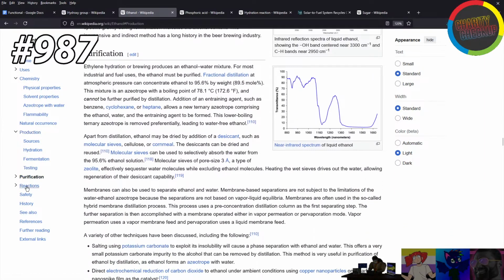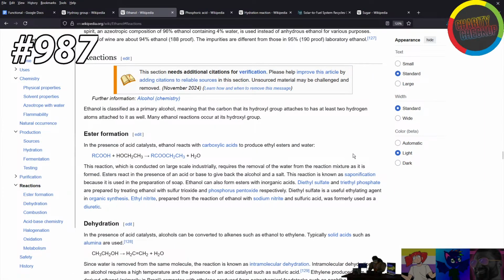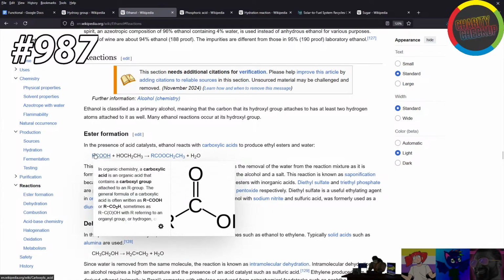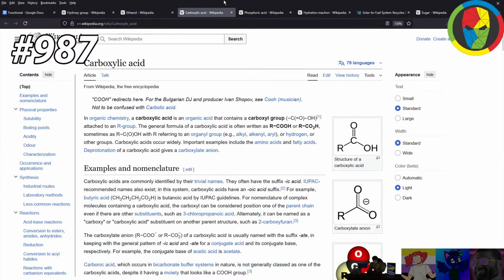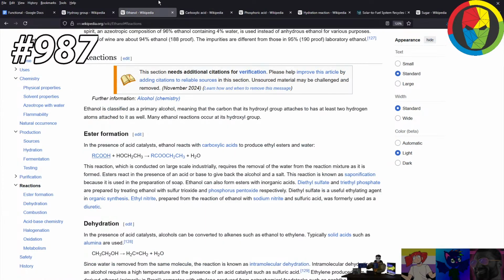Obviously. The presence of acid catalysts, ethanol reacts with carboxylic acid to produce ethyl esters in water. Esters. Meow. Carboxylic acid is, I think, something I could actually get.